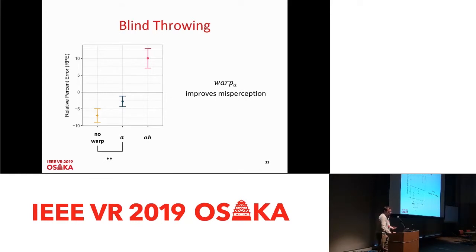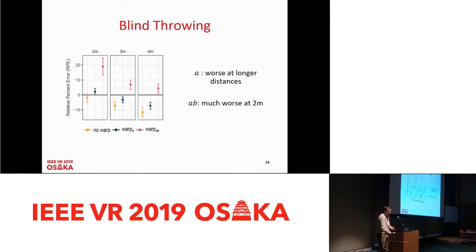Warp A improves misperception, but doesn't eliminate it completely, only by about half. Warp AB does not improve things, rather it seems to cause an overestimation greater than the initial underestimation. Distance also had a significant influence. Warp A was progressively worse as distances increased. Warp AB was much worse at 2 meters than at 3 or 4. Overall, we see much less distance misperception than expected. At 2 meters, the no warp condition sees negligible error, as does warp A, which may have biased the regression for distances that did see error. These effects suggest warps that are nonlinear, perhaps piecewise linear, across distance might be needed.